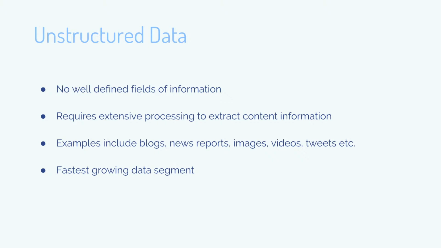Okay, so it's not well defined information, and it requires extensive processing to extract content information. If you need to retrieve any information from the database, you need to do some other process, like an algorithm. Using some algorithm, you need to do some processing. Examples are blogs, news reports, images, videos, and all unstructured data. It's the fastest growing data segment.